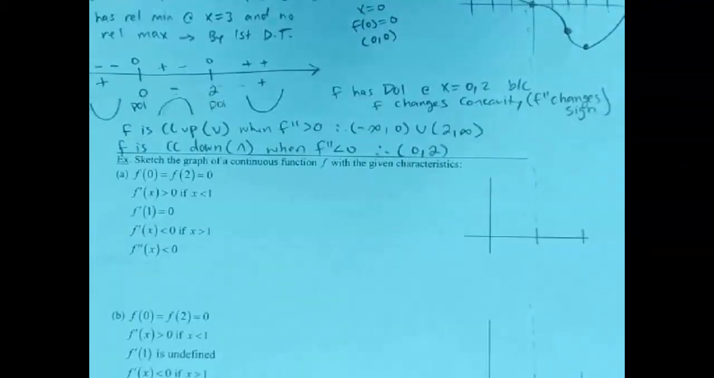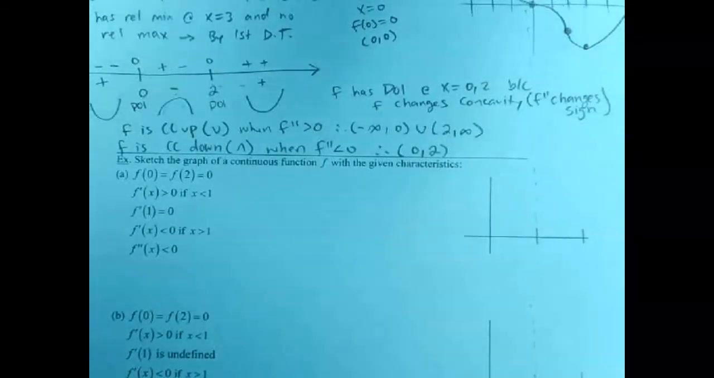Okay, moving on to the next example. We've got to sketch a graph given all of these specific characteristics, all of these criteria. So let's read them and try to figure out what graph it could potentially look like. And then we'll be done with this video.